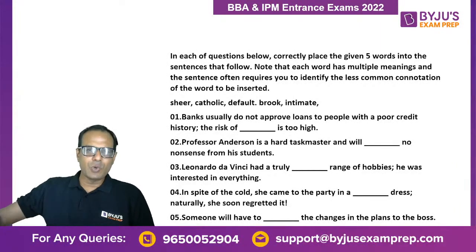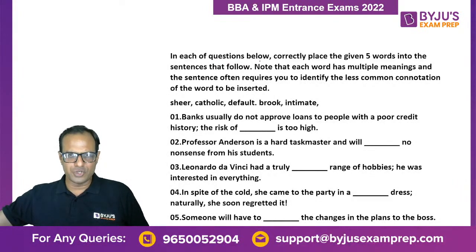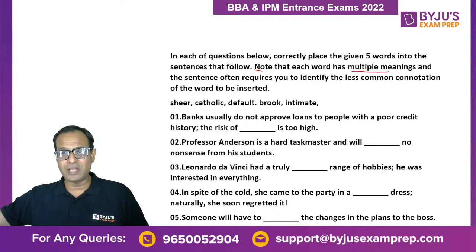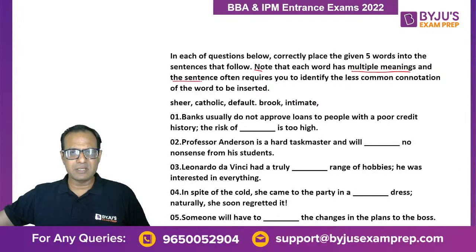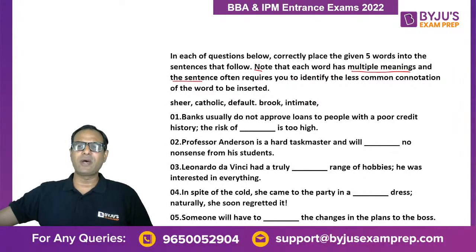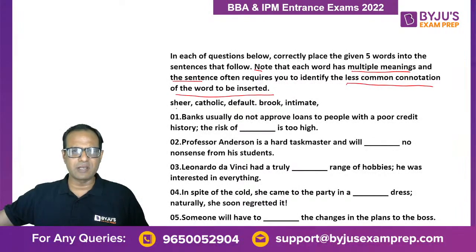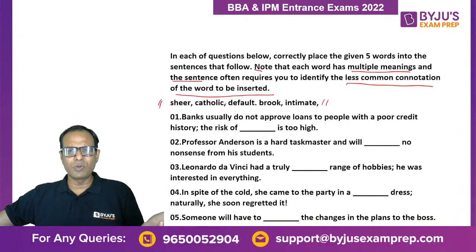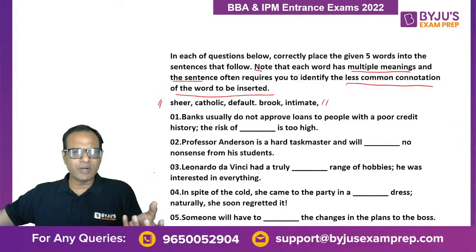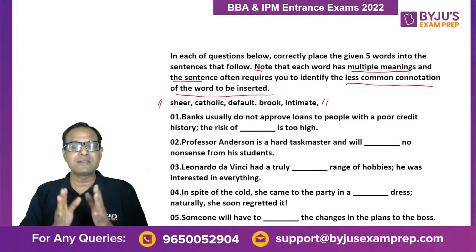All right. It says, in each of the questions below, correctly place the 5 given words into sentences that follow. Note that each word has multiple meanings, and the sentence often requires you to identify the less common connotation of the word to be inserted. Here you can see the words: Sheer, Catholic, default, brook, intimate. And you have 5 different situations in the form of sentences.